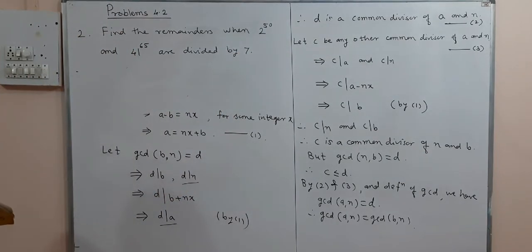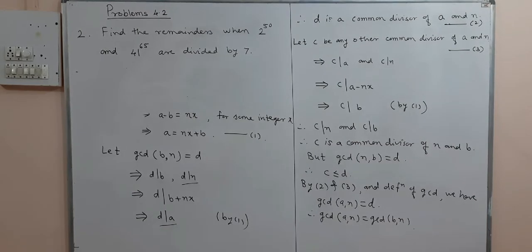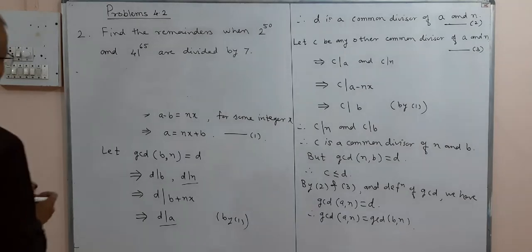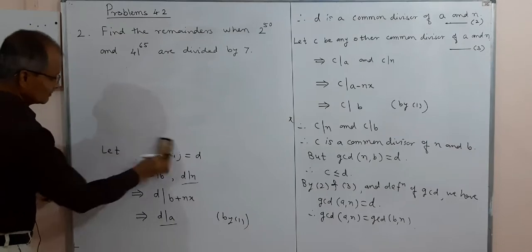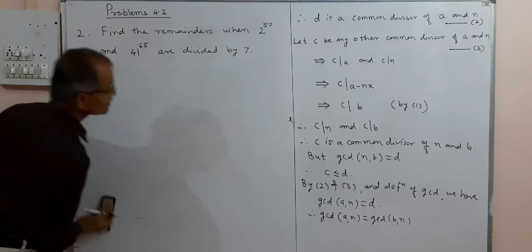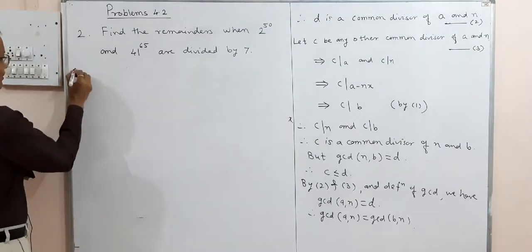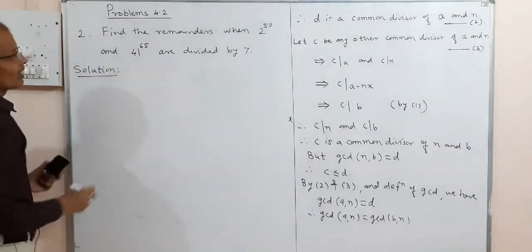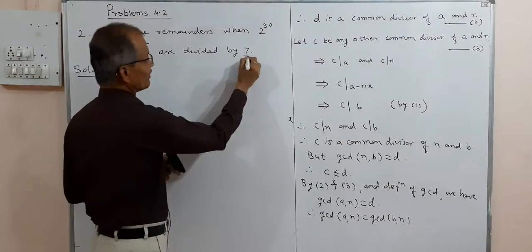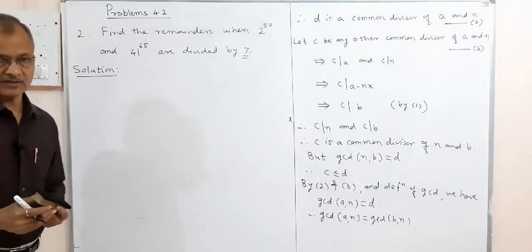So this is our next problem. Find remainders when 2 to the power 50 and 41 to the power 65 are divided by 7. Now we shall first consider 2 raised to 50, and for this we have to find the remainder when it is divided by 7.